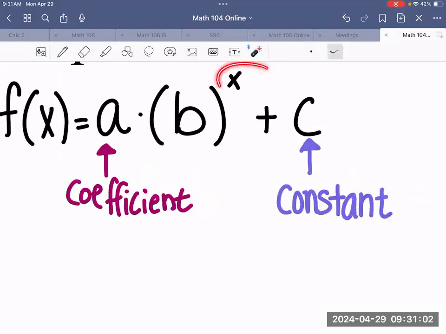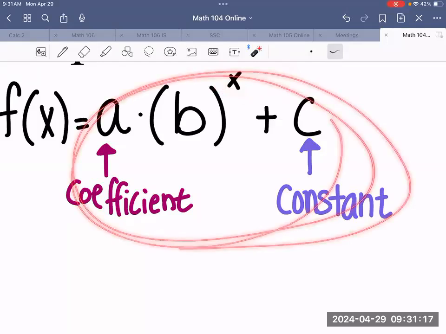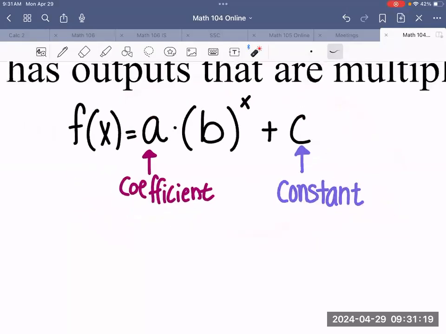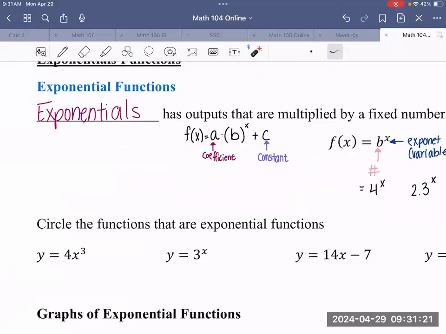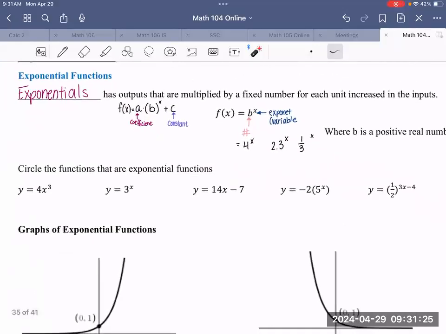Of course, up here we can have many more things. X can have a coefficient, could be added or subtracted to another value, let's say d, a can be negative, you name it. But this is just the most basic form of your formula that you'll be seeing in the future. So that being said, can you circle the functions that are considered an exponential function?